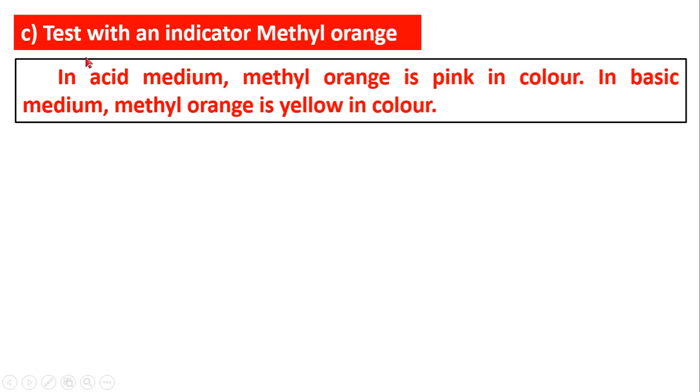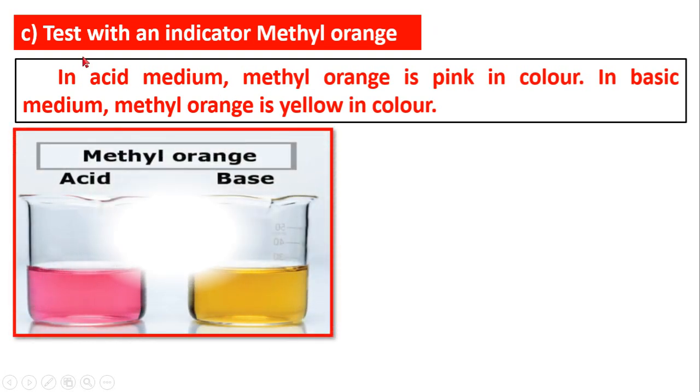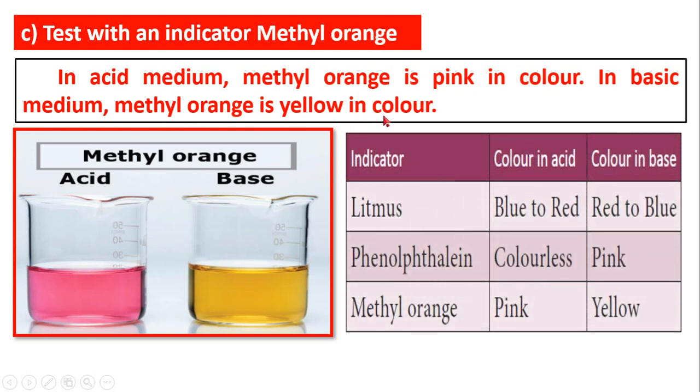The third one, test with an indicator methyl orange. This is acid. This is a base. In acid, you add 1 drop of methyl orange, it changes into pink in color. In base, you add 1 drop of methyl orange, it changes into yellow in color. So in acid medium, methyl orange is pink in color. In basic medium, methyl orange is yellow in color.